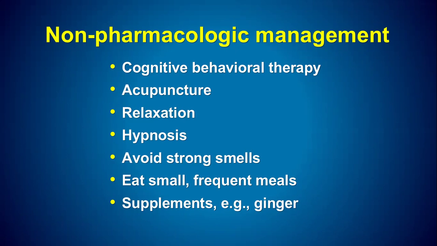But again, these are very long-term plans. They need to be given over a period of time to actually work. Acupuncture and relaxation would work a bit faster than CBT. But again, you need to have expertise and trained personnel to perform those. Then the last three, that is avoiding strong smells, eating small and frequent meals, and supplements like ginger, etc. They basically help to alleviate the triggering factors for nausea.